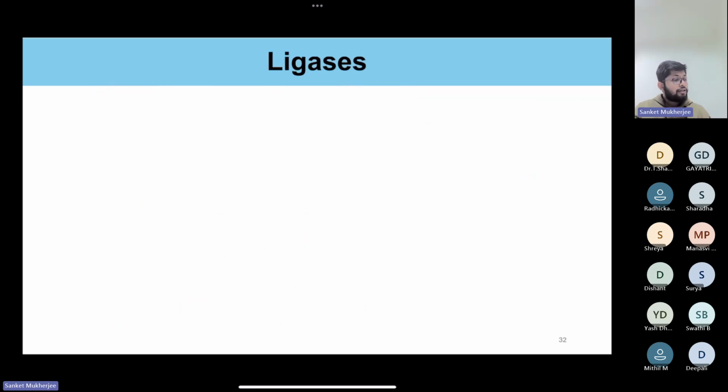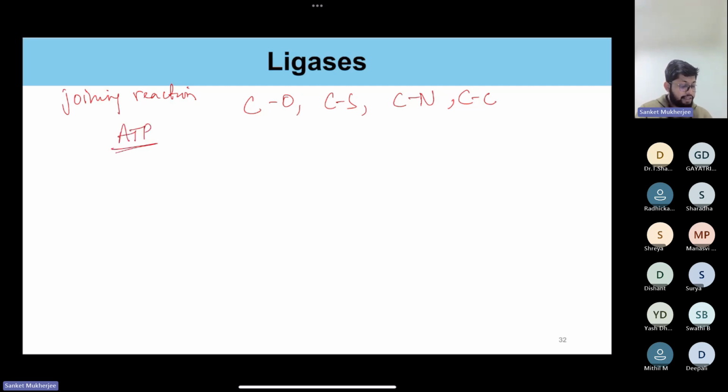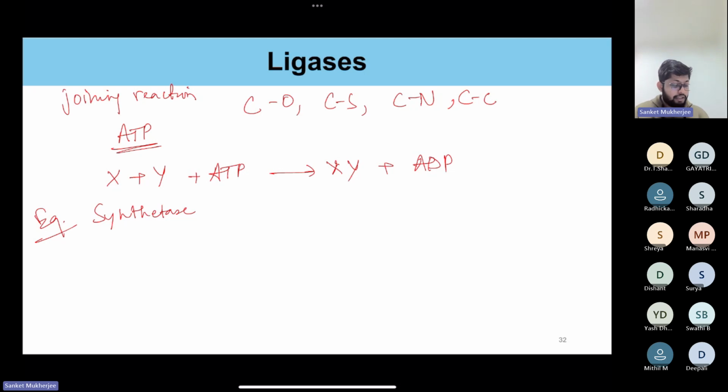Then there are ligases, which cause joining reactions basically. So they can synthesize new bonds like carbon-oxygen bond, carbon-sulfur bond, carbon-nitrogen bonds, or carbon-carbon bonds as well. And they usually require ATP as energy, right? So let's say X plus Y will be joined using ATP to form XY, and ADP will be the byproduct of this reaction. Synthetases are examples of this kind of ligases.